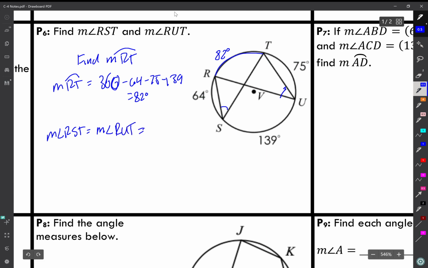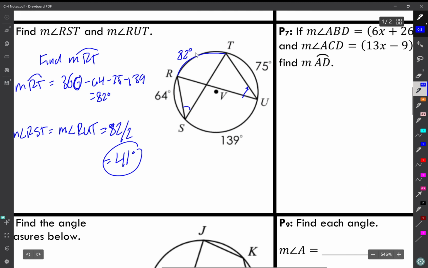That's going to be equal to 82 divided by 2. So those are both going to be equal to 41 degrees. And that's our answer.